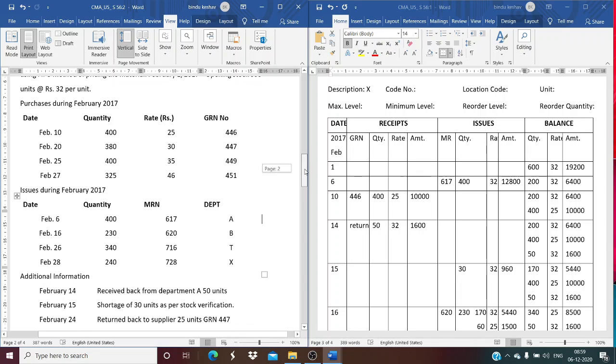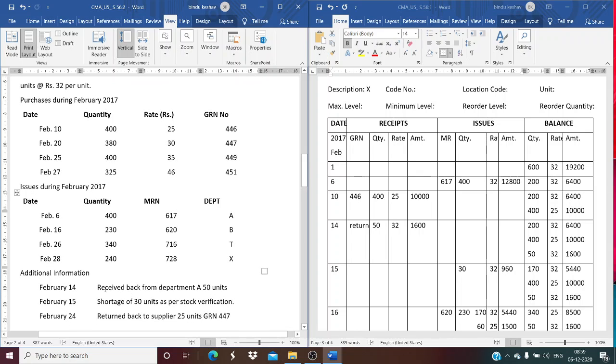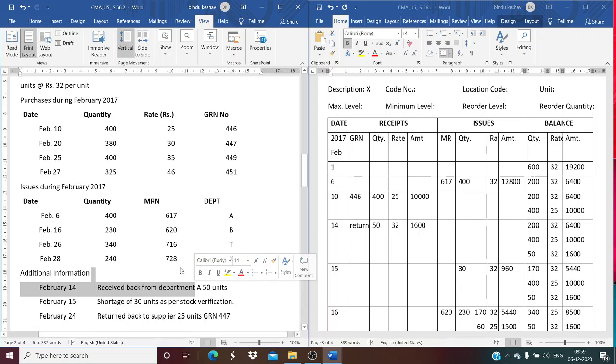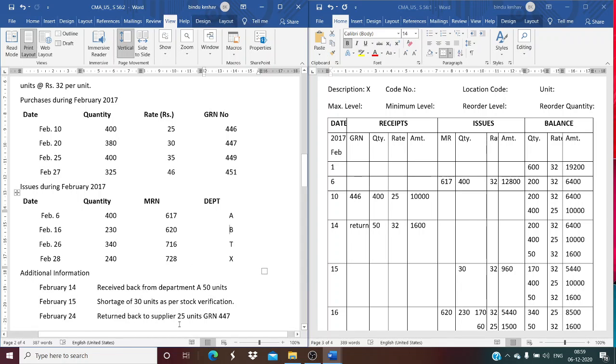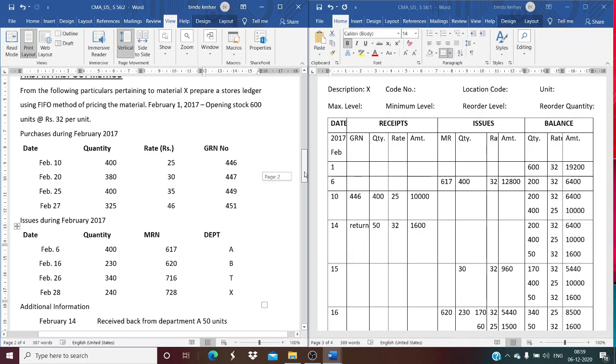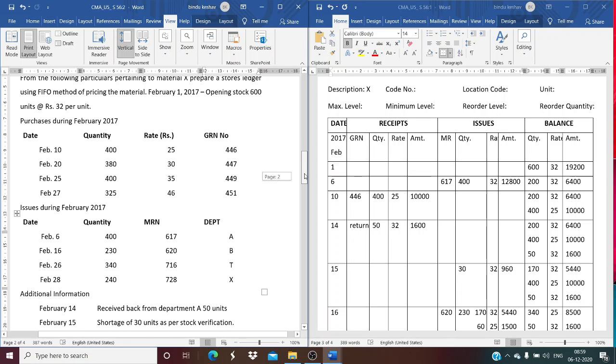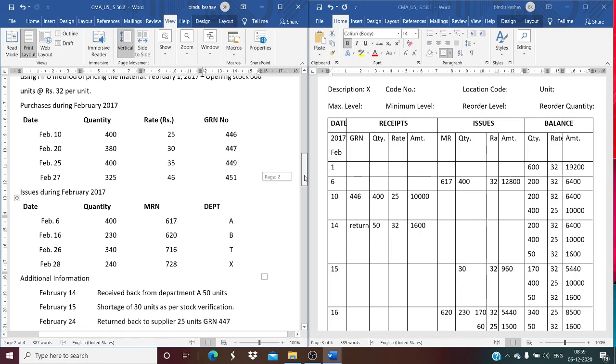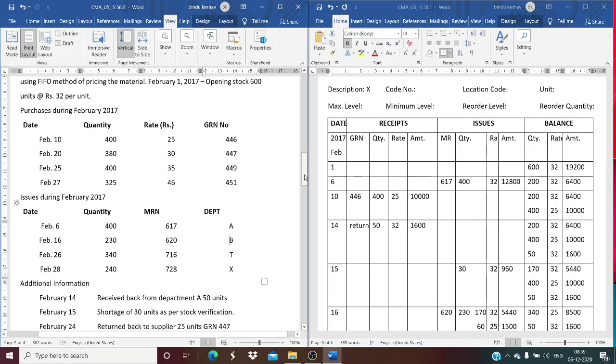Additional information is also there regarding the materials received back from department A, shortage of 30 units and 25 units returned back to supplier. So this is a problem of preparation of stores ledger using FIFO method, wherein we have adjustments relating to the shortage, returns to supplier, as well as returns from the various manufacturing department.